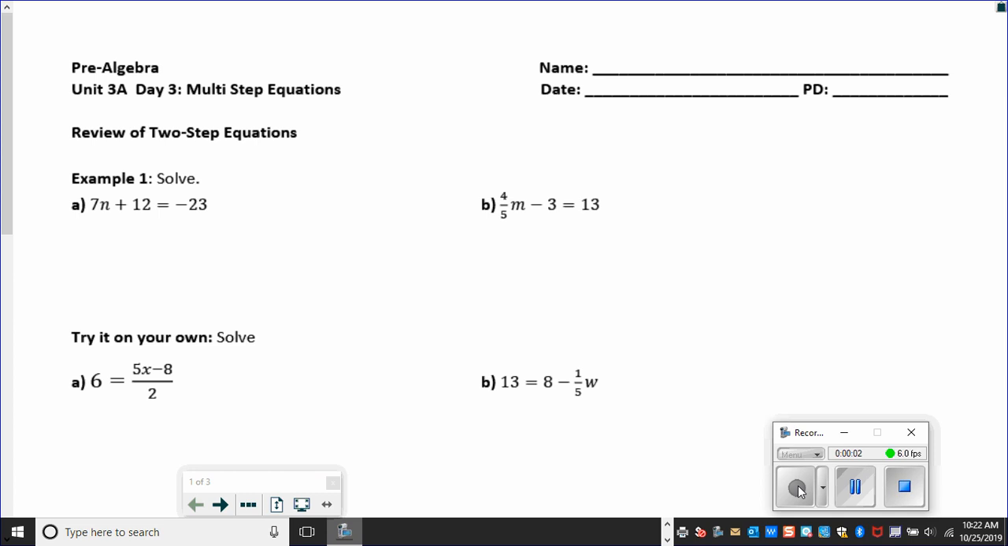Hi everyone, today we're going to start on day 3 of Unit 3A, and we're going to do multi-step equations. So before we start, let's go ahead and review two-step.